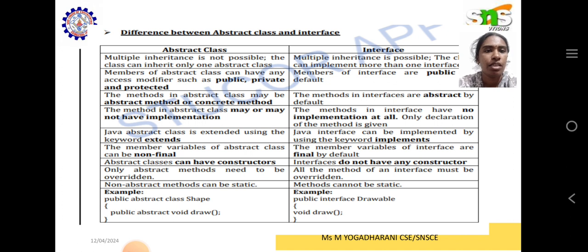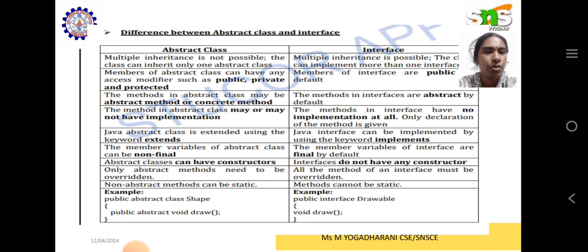In an abstract class, the method may be an abstract method or a concrete method. In an interface, the methods are abstract by default. In an abstract class, the method may or may not have implementation, but an interface has no implementation at all. Only the declaration of the method is given. An abstract class is extended using the keyword extends. An interface is implemented by using the keyword implements.